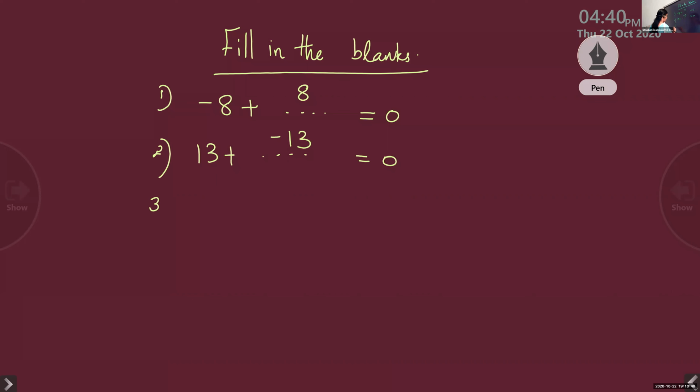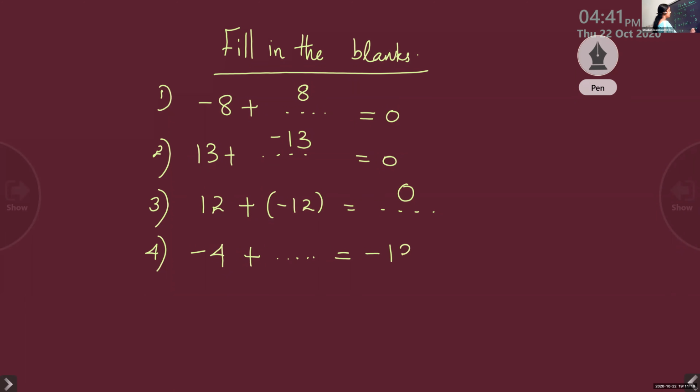We have done so many questions like this. This is our text questions. So 12 plus negative 12 equal to dash. 0. And fourth question. Negative 4 plus dash equal to negative 12. Look at the thing and tell the answer.